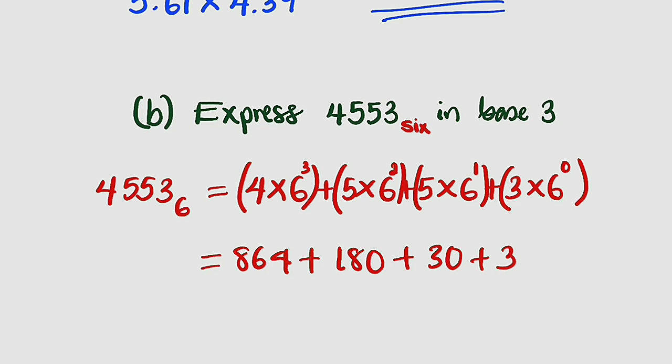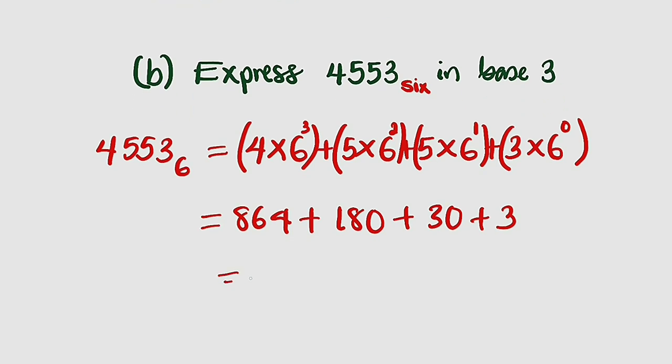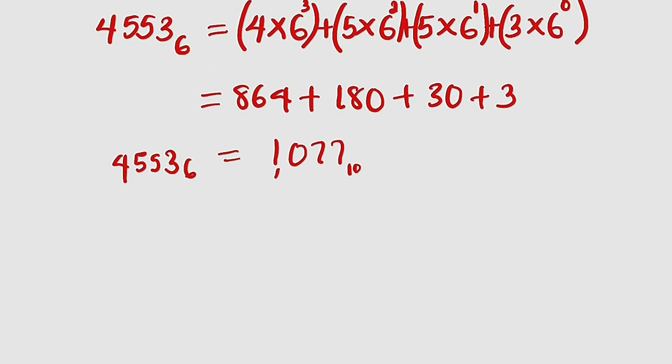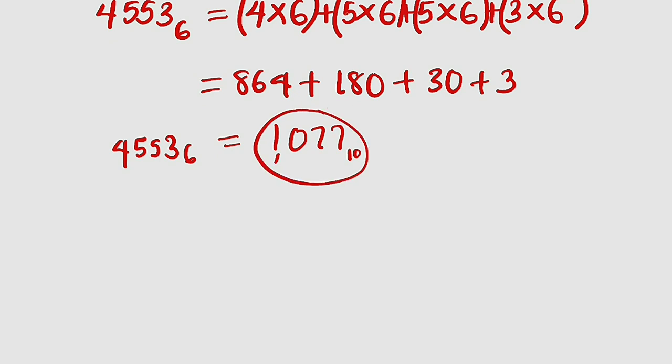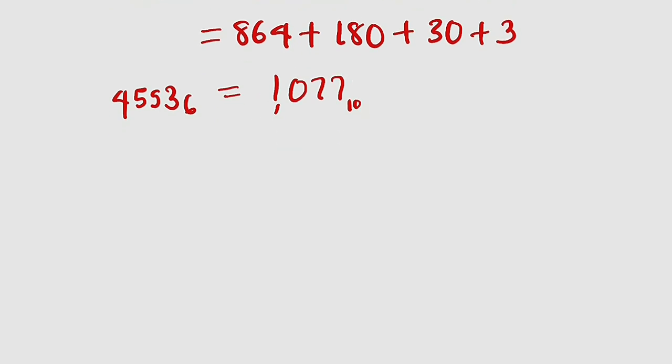If you add all of these numbers together, you're going to get 1077. So this is the number 4553 in base 6, now converted to base 10. So finally, you take the number which is in base 10 and convert it to base 3. And how can we do that? We are going to perform a successive division of this number, 1077, by 3.